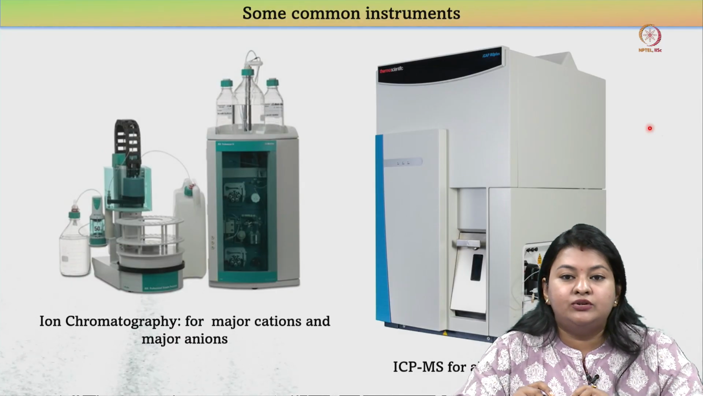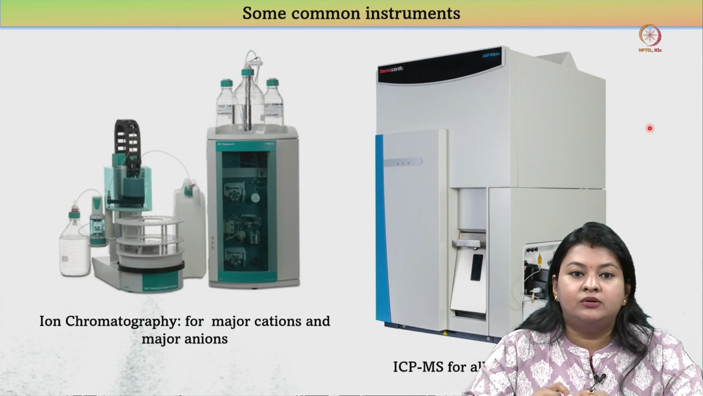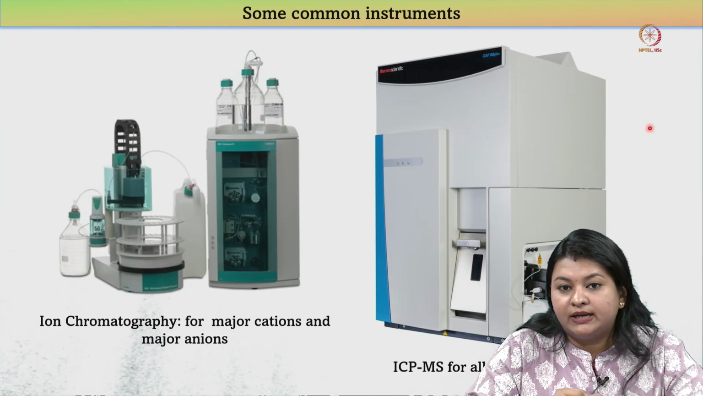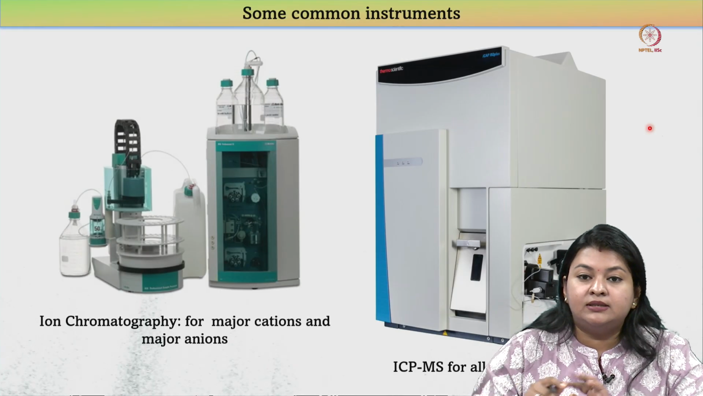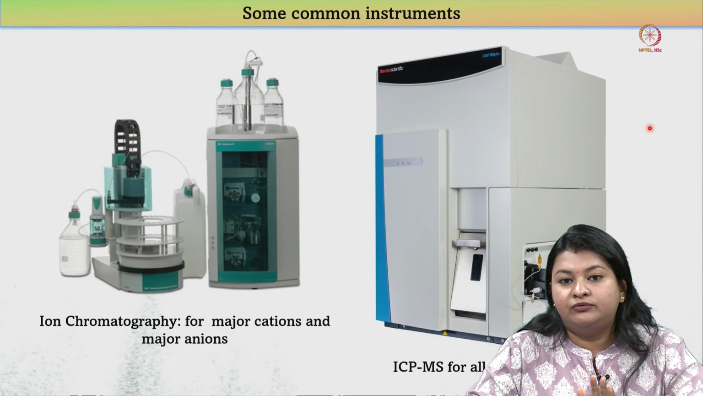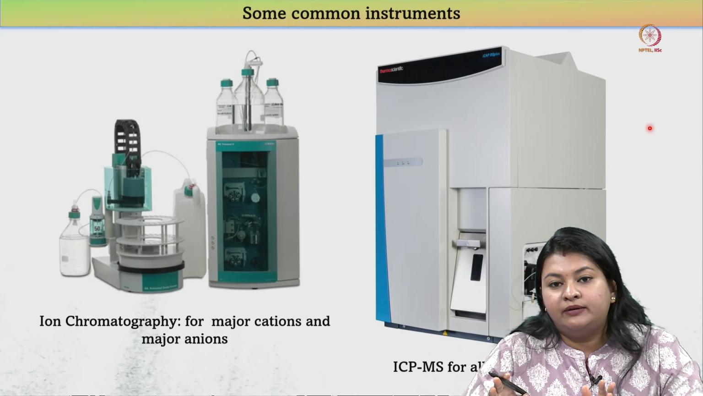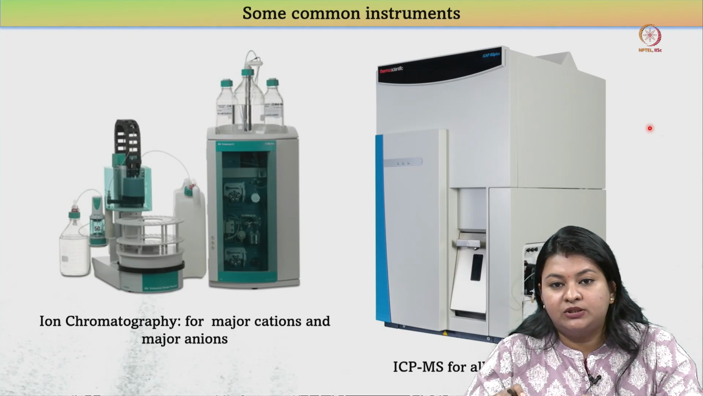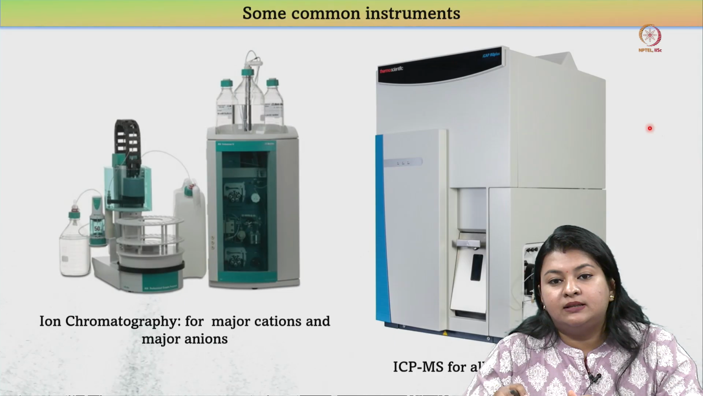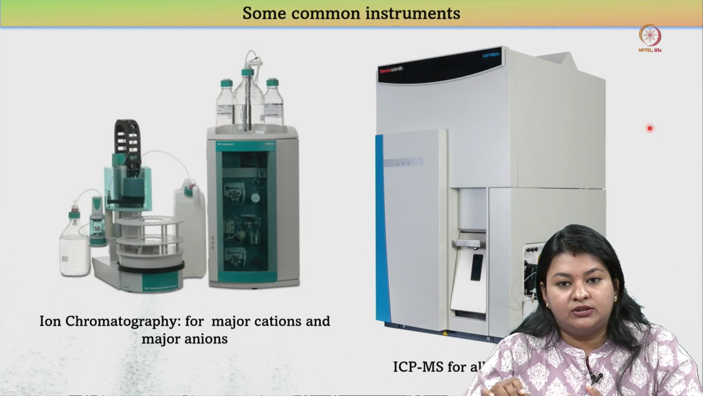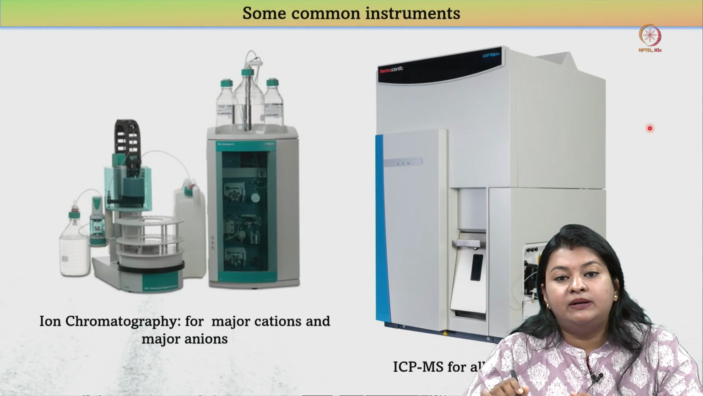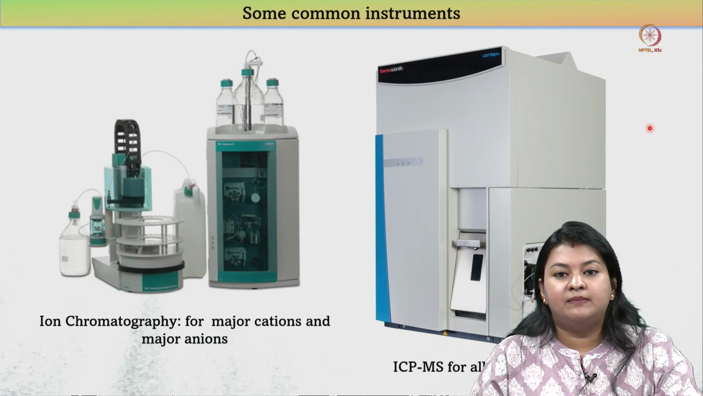Then some other common instruments that I am talking about. So, an ion chromatograph for major cation analysis and major anion analysis. This is very common. Wherever you find a water quality lab, you will definitely see an IC, and wherever possible you will also find this instrument called the ICP-MS, that is inductively coupled plasma mass spectrometry, that is used for elemental concentrations. We are going to determine the elemental concentration using this ICP-MS system.